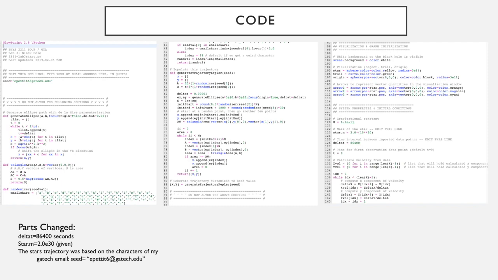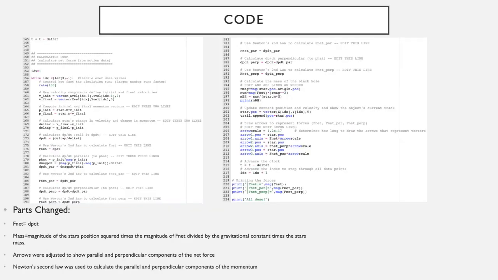For the second part of the code, the net force was set to equal the change in momentum. The mass and the parallel and perpendicular components of momentum were calculated by rearranging Newton's second law, and mass was set to equal the magnitude of the star's position squared times the magnitude of F net divided by the gravitational constant times the star's mass. Additionally, the arrows were adjusted to show the components of the net force.